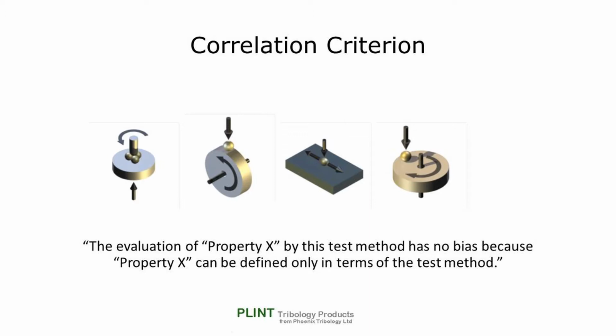The lack of correlation between test and application is of course recognized in most of the relevant standards. For example, ASTM standard test procedures typically include a bias statement of the following form: The evaluation of property X by this test method has no bias because property X can be defined only in terms of the test method. In other words, it does not correlate with anything else. In many cases, the reasons for this should be obvious.